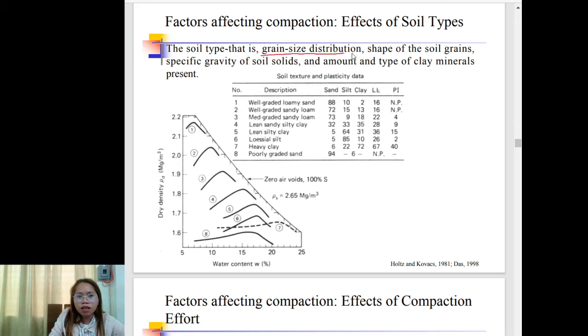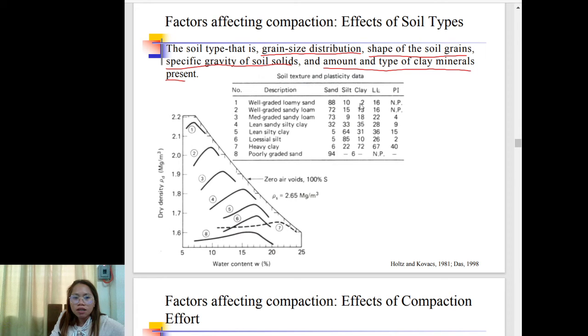So what are the grain size distribution, shape of soil grains, specific gravity of soil solids, and the amount and type of clay minerals present? These are the specific further factors that affect compaction. So we have here different kinds of soil, like well-graded loamy sand and well-graded sandy loam, and their corresponding amounts of sand, silt, clay, liquid limit, and the plasticity index.